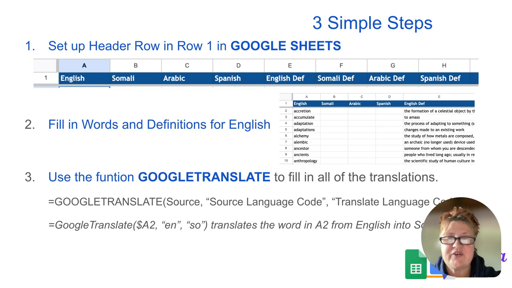You're going to start out by creating a header row in Google Sheets. And in my case, I'm going to start with English. I'm adding Somali, Arabic, and Spanish. And then I'm going to be putting the definitions for English, Somali, Arabic, and Spanish. We want to set up that header row first, and then we will fill in with our vocab words and definitions. And then last, we are going to be using the Google Translate function within Google Sheets to fill in the rest of the languages for us.